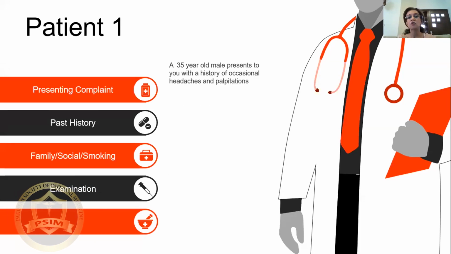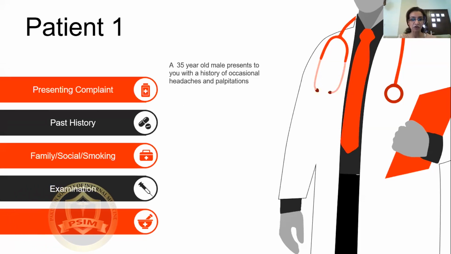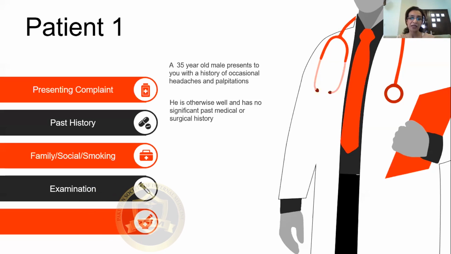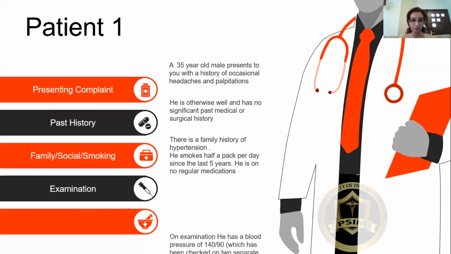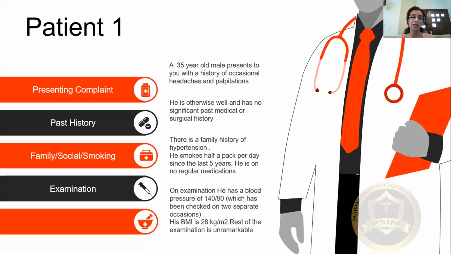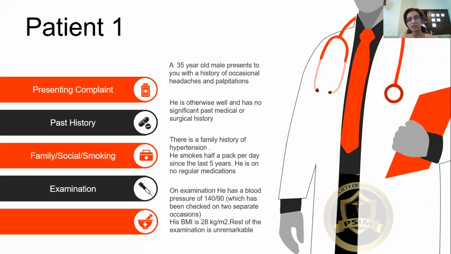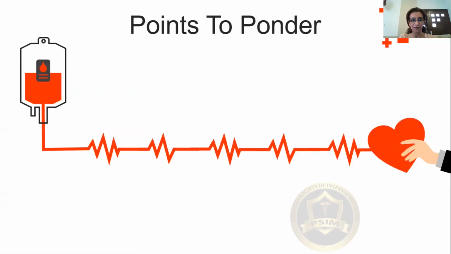A 35-year-old male presents to you with a history of occasional headaches and palpitations. He is otherwise well and has no significant past medical or surgical history. There is a family history of hypertension. He smokes half a pack per day since the last 5 years and is on no regular medications. On examination, he has a blood pressure of 140/90, which has been checked several times, and his BMI is 28. Rest of the examination is unremarkable.